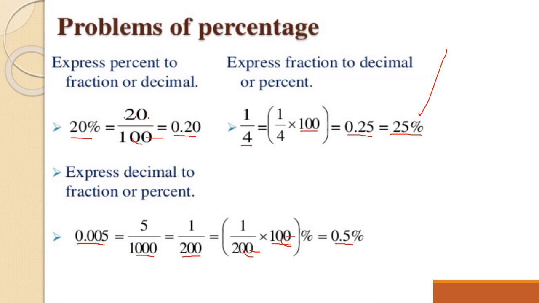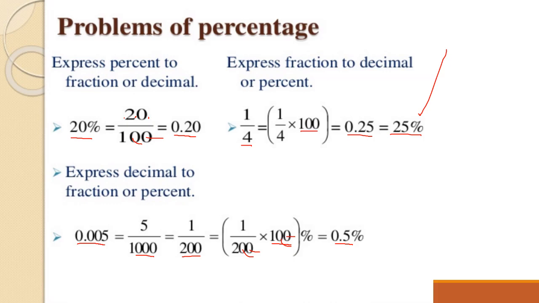How? Check it out. After the decimal point, how many numbers do we have? 2 numbers. It means when we change into the fraction, it will be 25 over 100. And when you see 100 in the denominator, it shows the percentage. So we can write 25%. Okay, so this will be the answer. Yes, hope you're getting it.